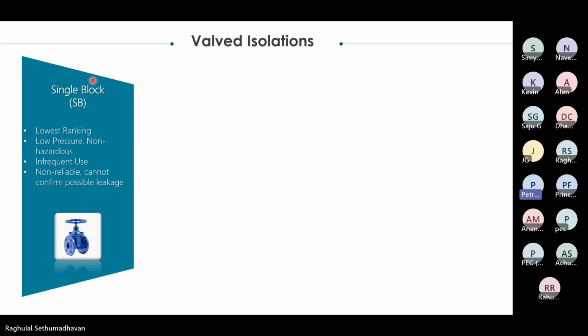First one, single block. This is the lowest ranking of all these isolations. It is used for low pressure, non-hazardous, and infrequent operations, if the operation is very infrequent for the field uses. This is non-reliable actually. It also cannot confirm any possible leakage.